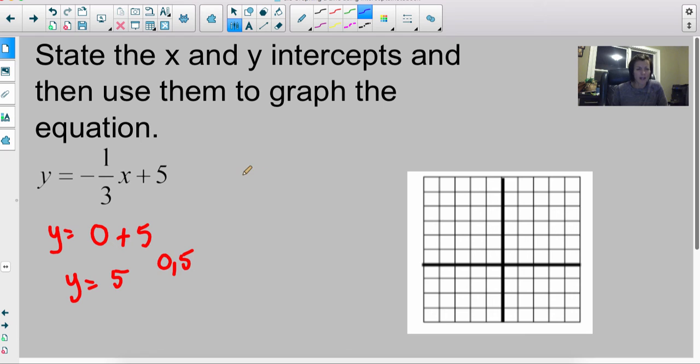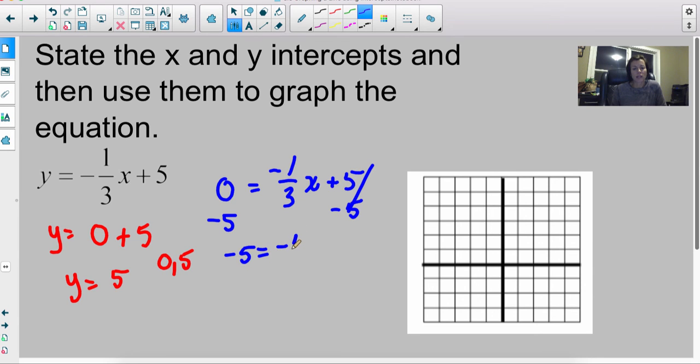And then we have -1/3 x + 5 is equal to 0 when y is 0. So we're going to subtract 5 from both sides to get rid of that constant. So -5 is equal to -1/3 x. Remember, to undo a fraction, we need to multiply by the reciprocal, and we want a positive x, so we're multiplying both sides by -3/1.